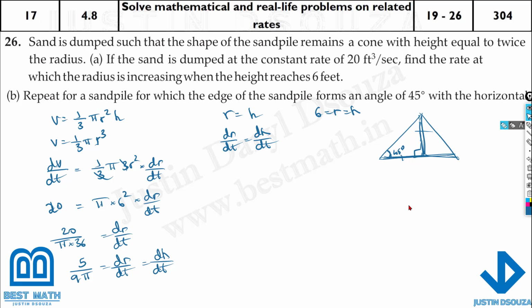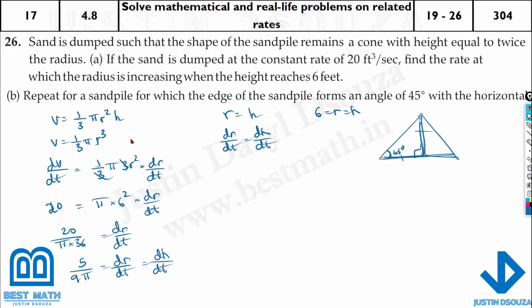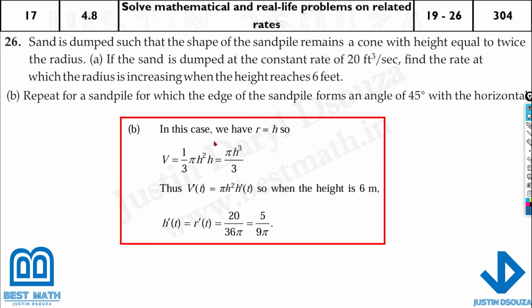So it should be 5 by 9 pi. So that's the correct answer. So this is the exact method. It's better to do these methods because over here in the solution sets, the methods are not exactly mentioned.